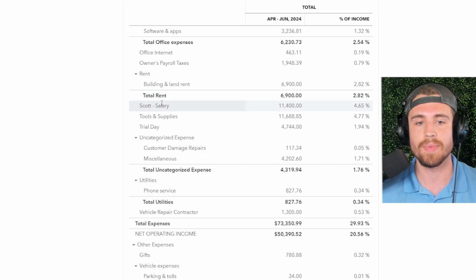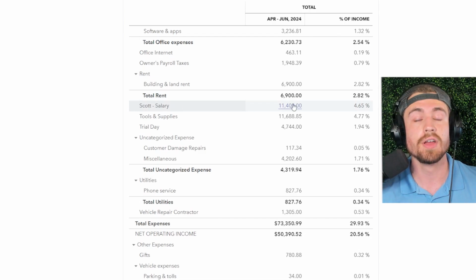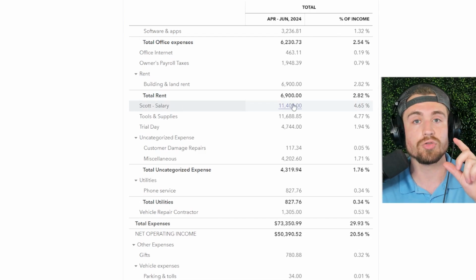Scott's salary, he's our general manager. The reason I'm separating the general manager is the general manager isn't directly doing the work.